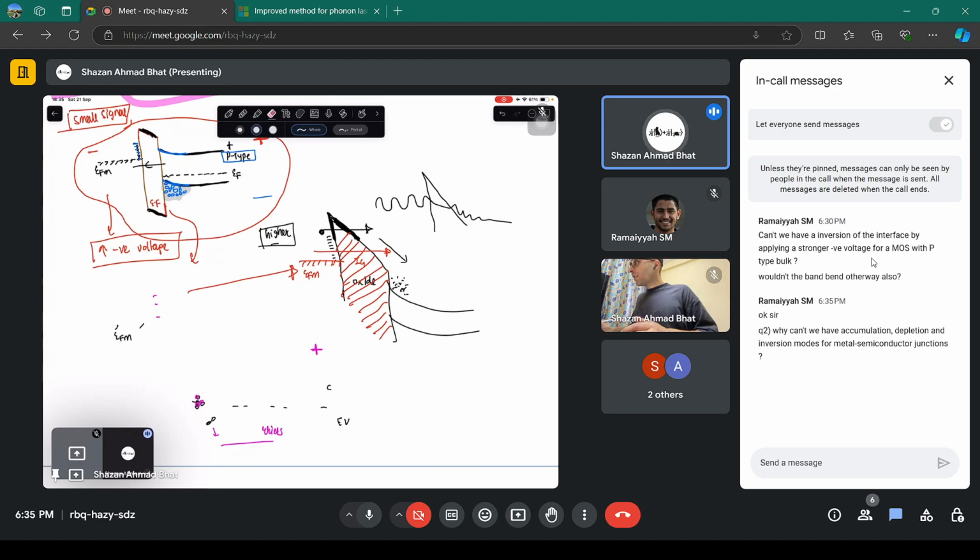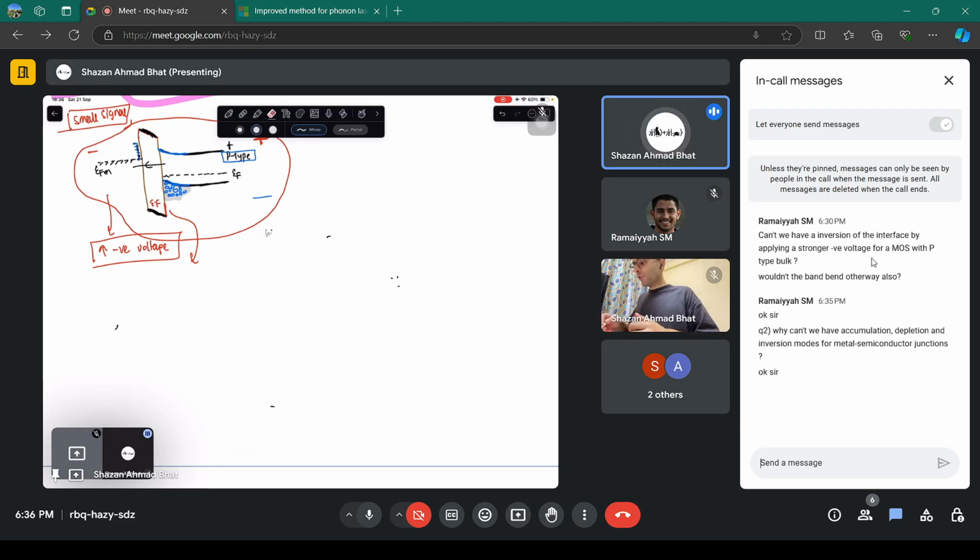Okay, so why can't we have accumulation, depletion, and inversion modes for metal semiconductor junctions? Because there the charge is actually flowing. There is no oxide there. Oxide prevents the flow of charge. That's why there are only two regions. Either it bands up or it bands down, either it's rectifying, Schottky, or ohmic.